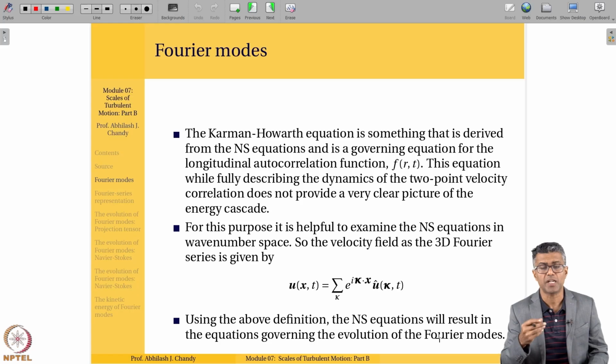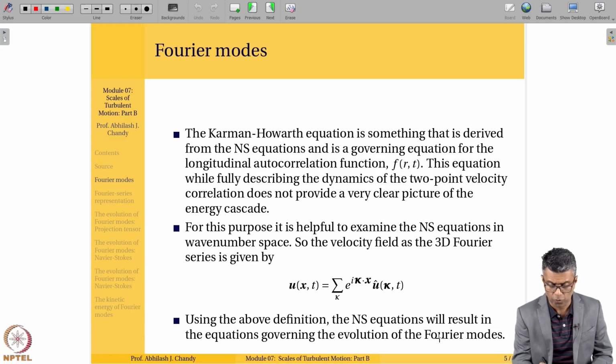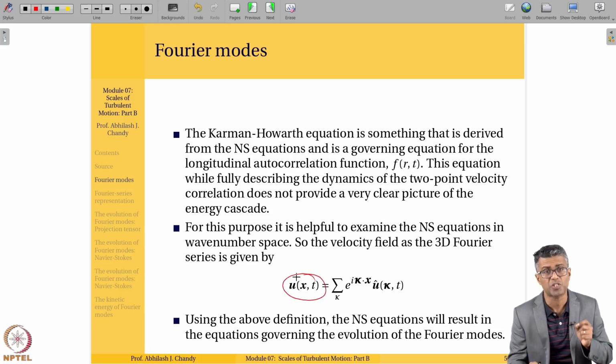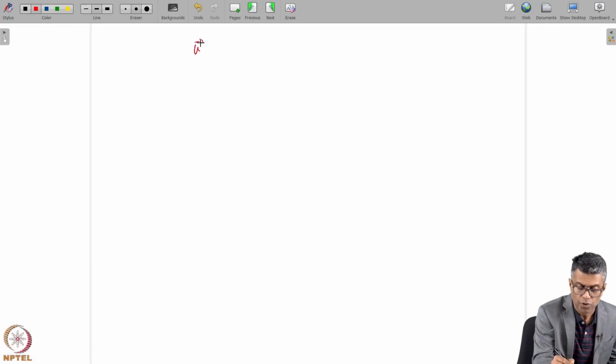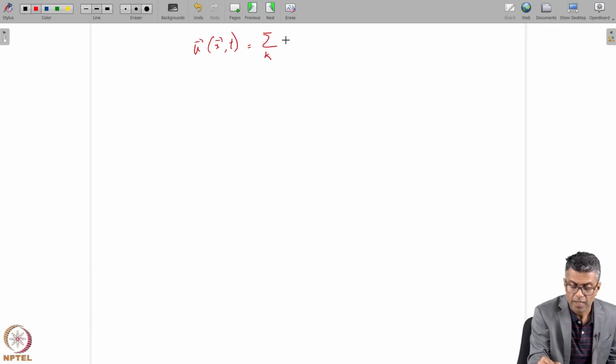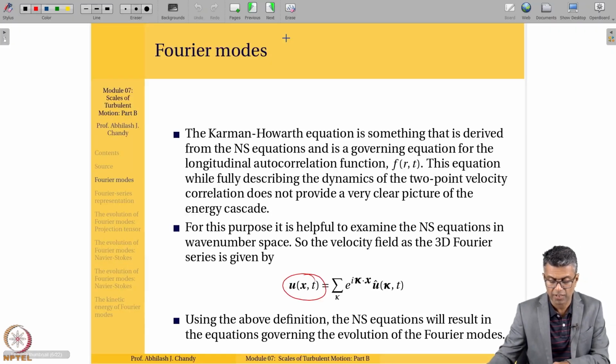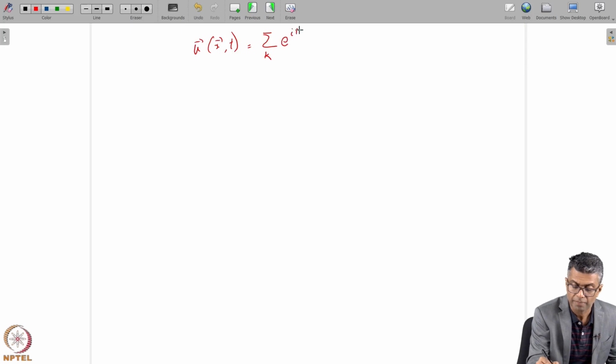So since we are looking at wave numbers instead of frequencies, we can write the Fourier transform as follows. Here I am writing u of x, t, which is a physical space variable. It is written as the summation over all wave number magnitudes of e to the i kappa dot x times u hat of kappa, t. So I want to make this clear. Here u, which is a vector of x, t, is equal to summation over kappa of e to the i kappa dot x, where kappa is again another vector, x is also another vector, and then I have u hat, which is also a vector, of kappa, t.